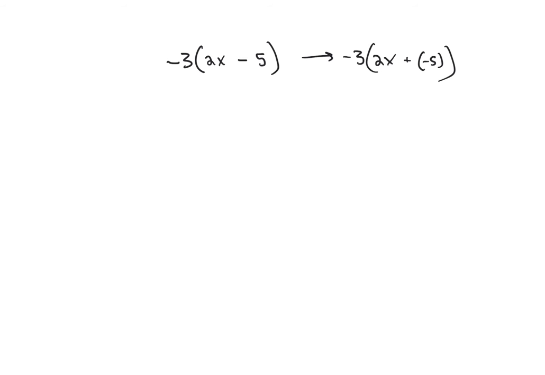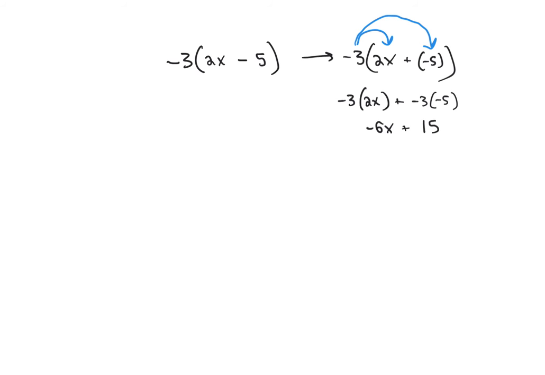Okay, so what happens now when we do our distribution is I have this negative 3 and it's multiplying the 2x. So again, negative 3 times 2x plus, and then negative 3 times a negative 5. So negative 3 times negative 5. All right, so when we simplify that, negative 3 times a positive 2x is a negative 6x, plus negative 3 times a negative 5 is a positive 15.